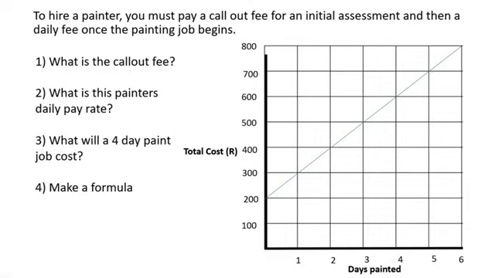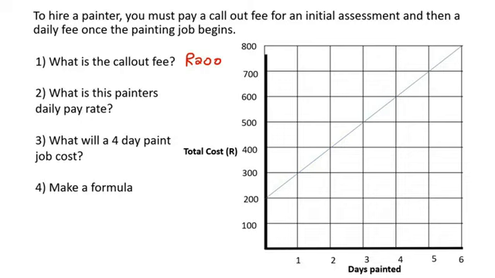Okay? So the first question says, what is the call-out fee? We'll have a look here. On the x-axis, we have days painted. Now there's 1 day painted, 2 days painted. But what about here? That means there's 0 days painted. But look at the cost. The cost is 200 Rand. How can there be a 200 Rand cost if the person hasn't even painted? Well, that's the call-out fee, you see? So the call-out fee is going to be 200 Rand because the amount of painting is 0, but they're still getting paid 200 Rand. Okay?